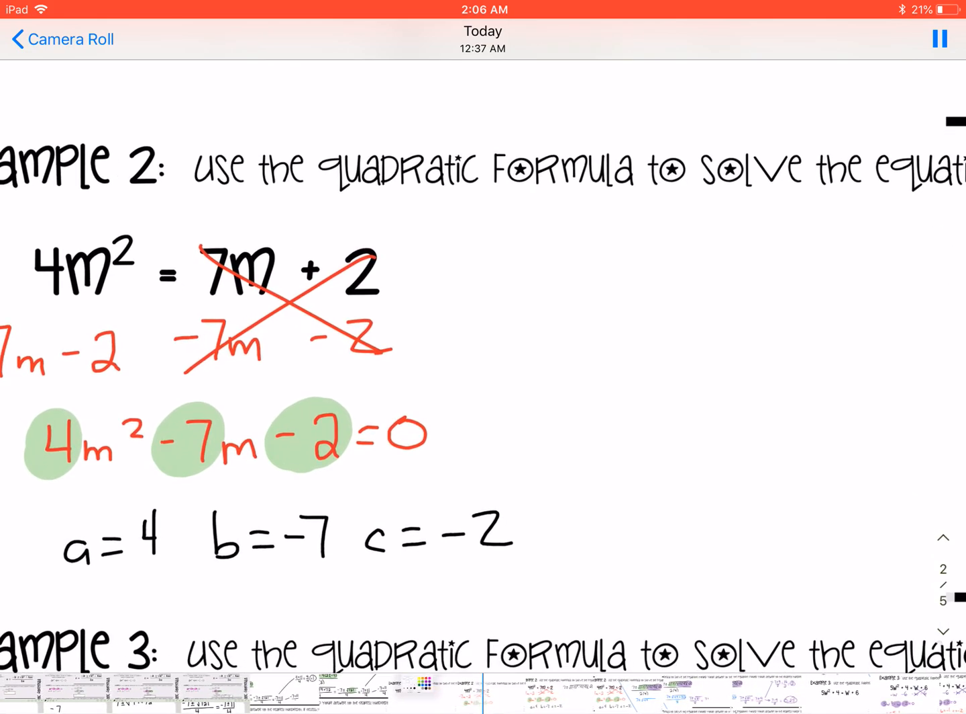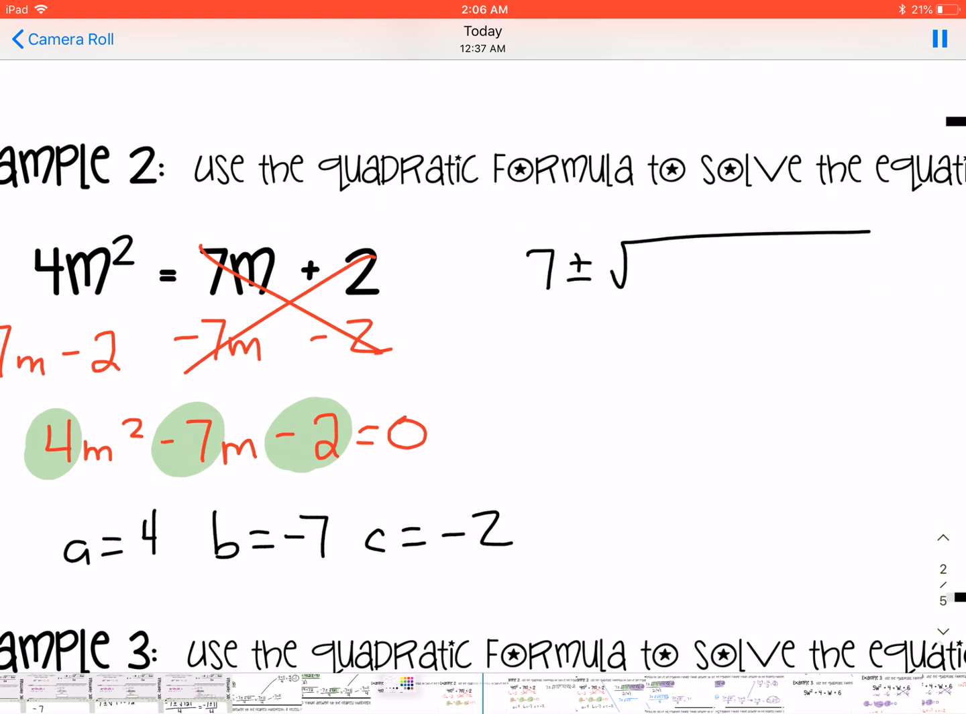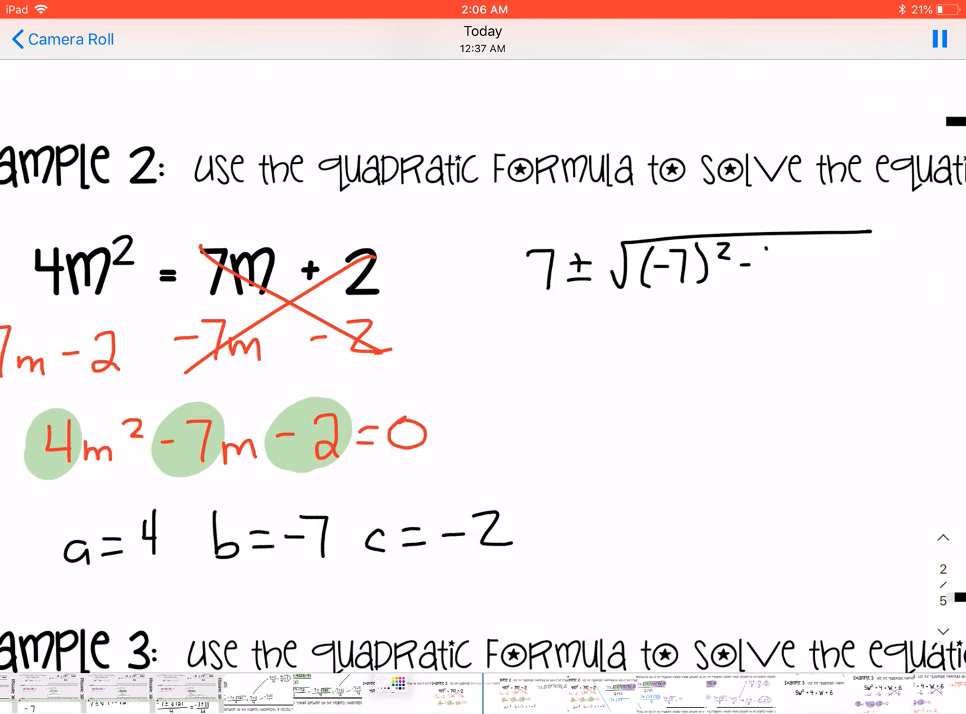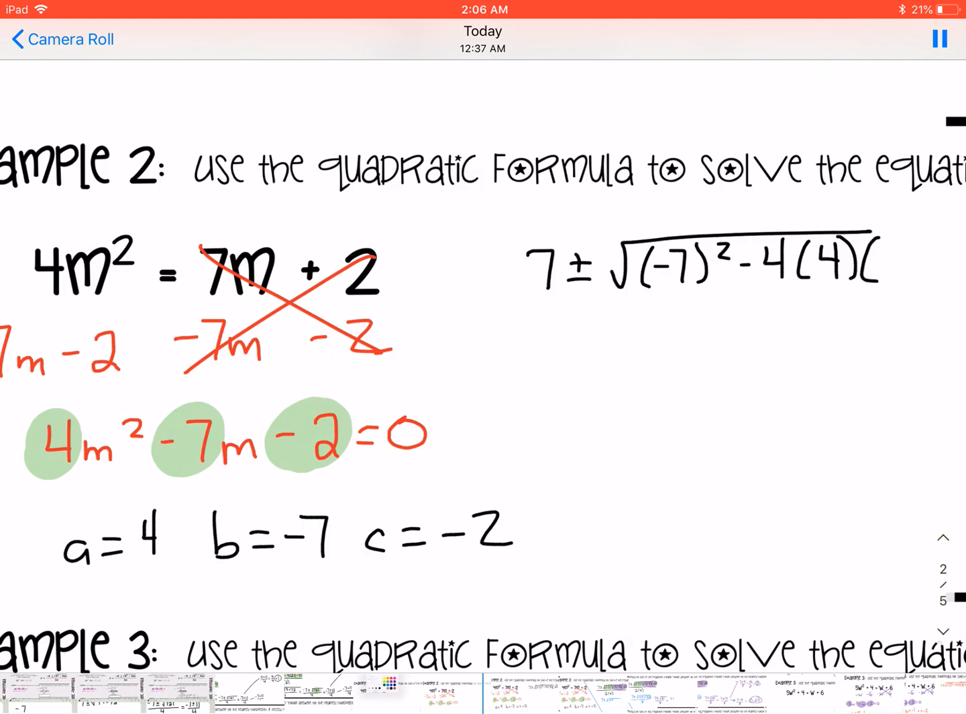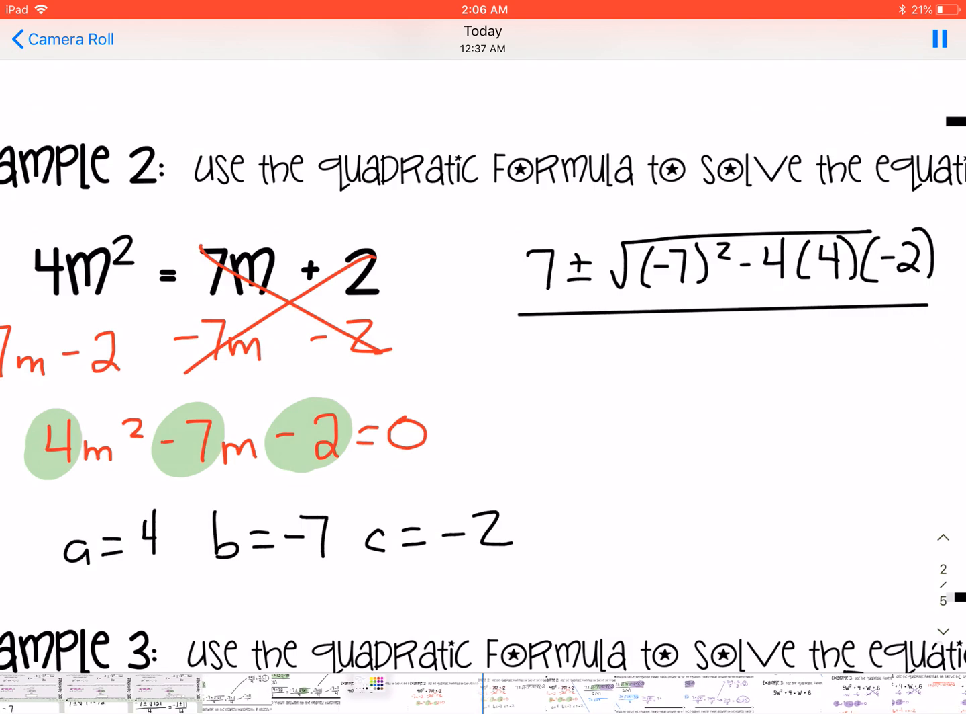So when I plug that in, the quadratic formula is the opposite of b. So if b is -7, it is now +7, plus or minus the square root of b squared, so -7 squared, minus 4 times my a, which is 4, times my c, which is -2, all over 2 times my a, which is 4.